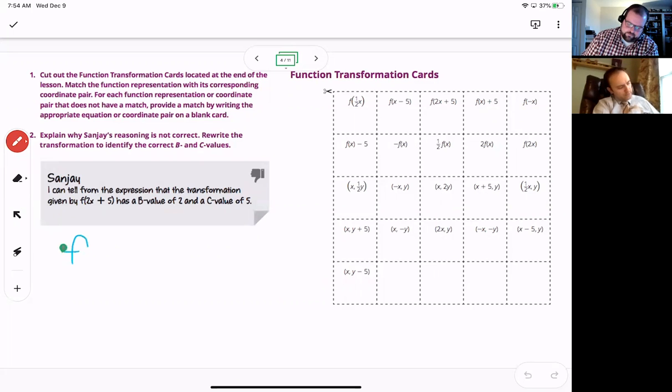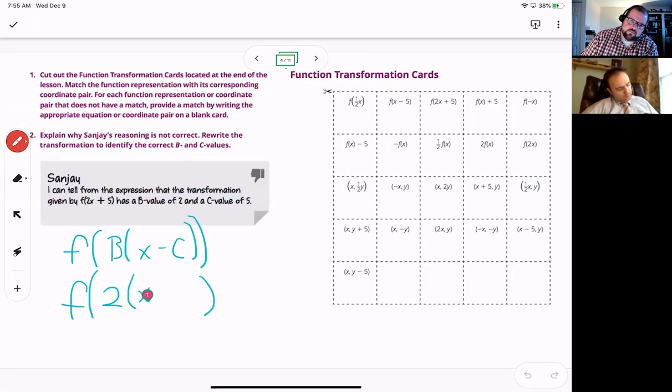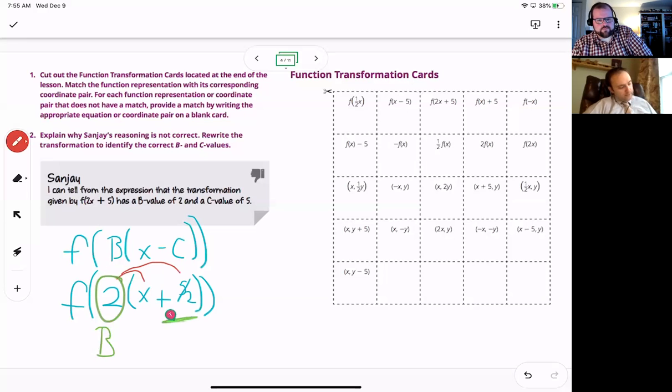So on the previous page, they wrote it like this. And you can see that Sanjay does not have it written that way. So Sanjay has 2x plus 5, but B is not necessarily 2, C is not necessarily 5. I mean, B is 2. But you want to rewrite this as 2 and then x plus something. And if you factor that 2 out, that's going to be 5 halves. Because if you think of multiplying that 2 back in, distributing that 2 back in, that'll be 2x plus 5, which is how we started. And so the B value is 2, and the C value is 5 halves, or negative 5.